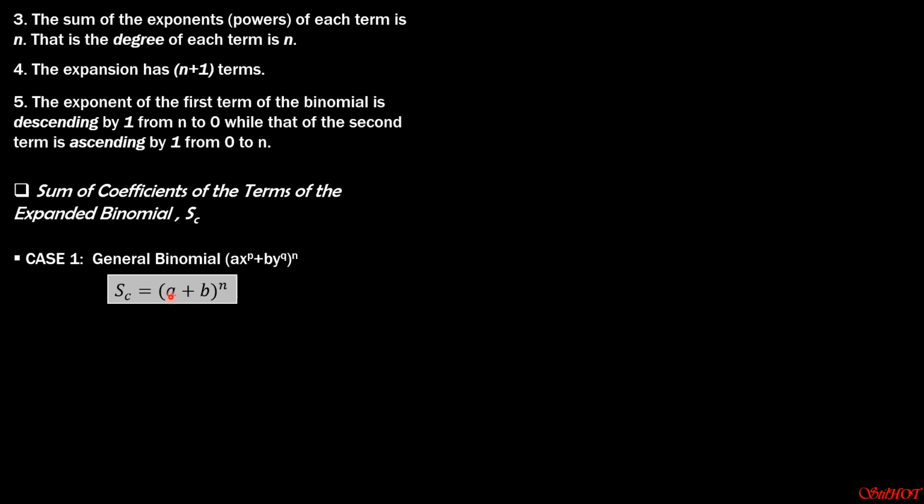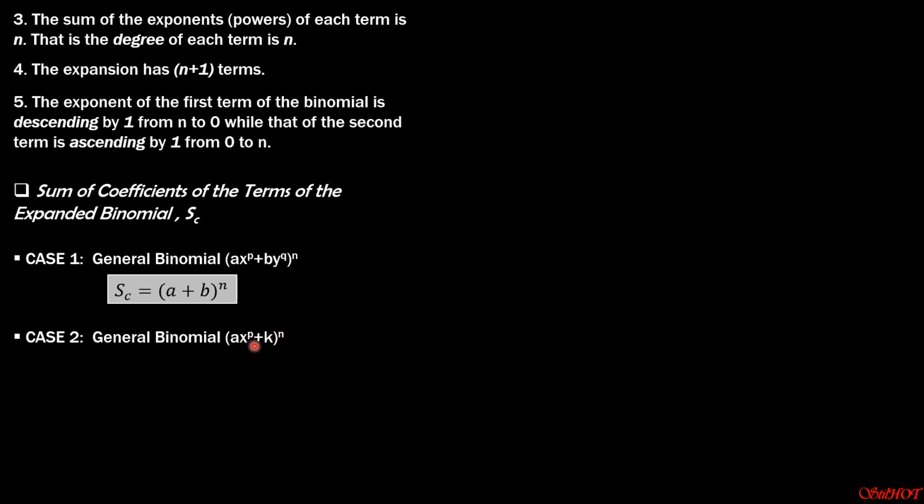So (1 + 1) raised to n raised to 3 is 2 raised to 3, which is 8. So it checks. It also checks for other cases, even if the exponent of x is different and the exponent of y is different also. For case 2, general binomial, we have (ax^p + k) raised to n.